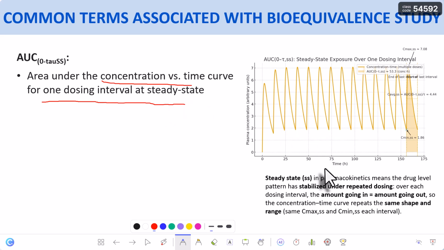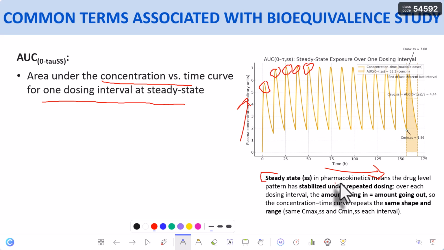So this is the time versus concentration graph for the steady state study, where the dose is administered at a specific time interval. So you can see this is the first interval, you get a Cmax over here. This is the second interval or the second dose. This is the third dose. This is the fourth. This is the fifth, and so forth. So what is the purpose of steady state and what is the purpose of AUC 0 to tau SS? You can read here the definition of steady state also.